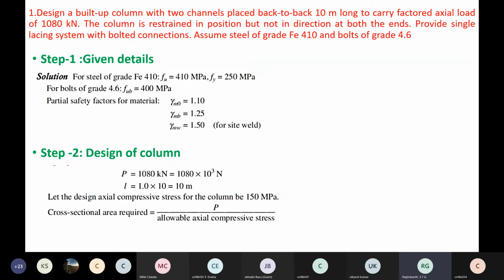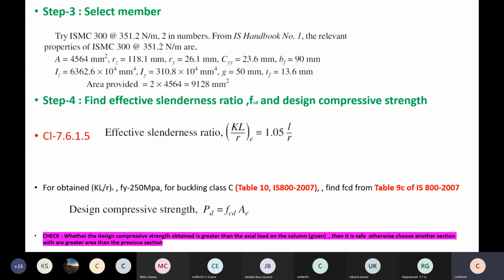Proceed. Now calculate the cross-sectional area required with the given details, and let us know whether you have calculated correctly or not. Then we'll go for the next step. 7200 millimeters square. Yes. Once you get the cross-sectional area, we have to choose a member for the built-up column. In the next step, we are choosing a member.